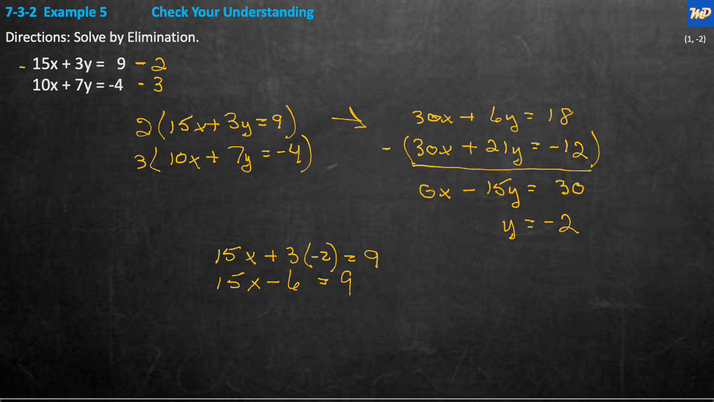15x, we're going to add 6 to both sides. 9 plus 6 is 15. Now to solve for x, we're going to divide both sides by 15. And you're going to get x equals 1.